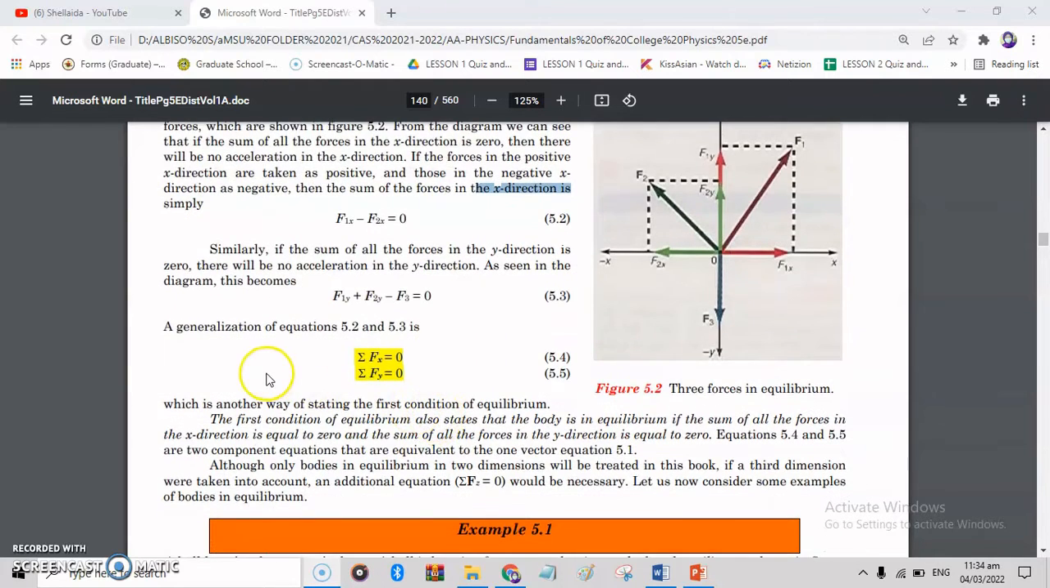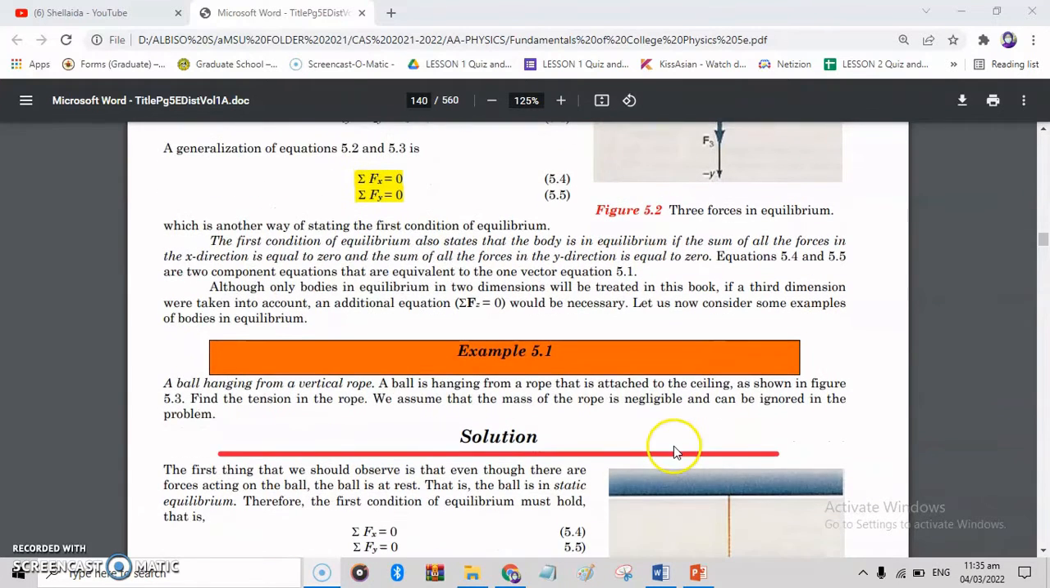So as a generalization, the summation of all forces along the x component is 0, and the summation of all forces in the y components is 0. The first condition of equilibrium also states that for bodies in equilibrium, the sum of all forces in the x direction is equal to 0, and the sum of all forces in the y direction is equal to 0. Sana clear yan.